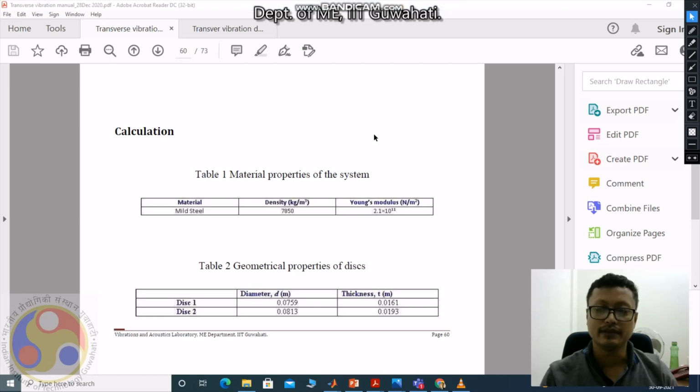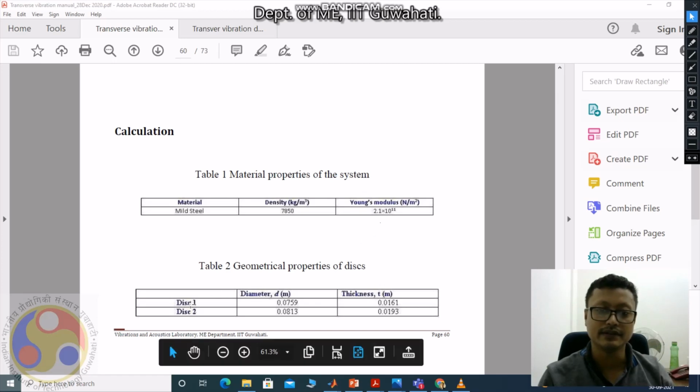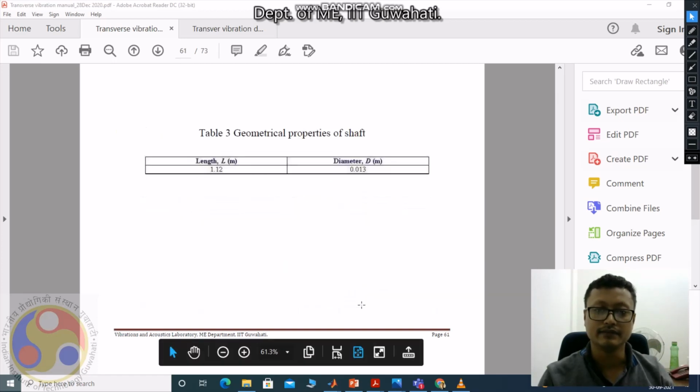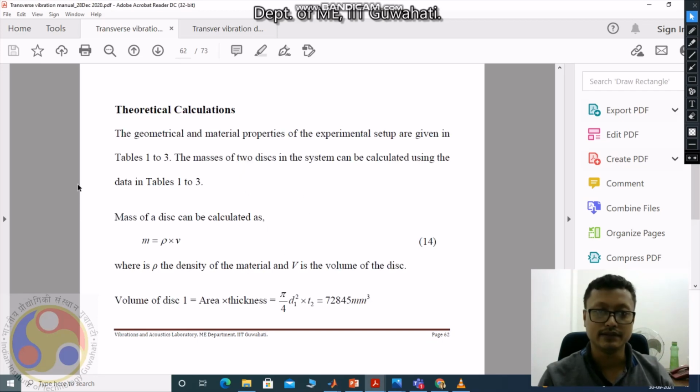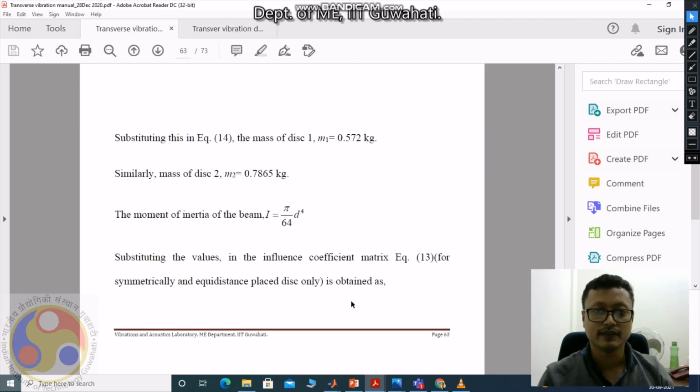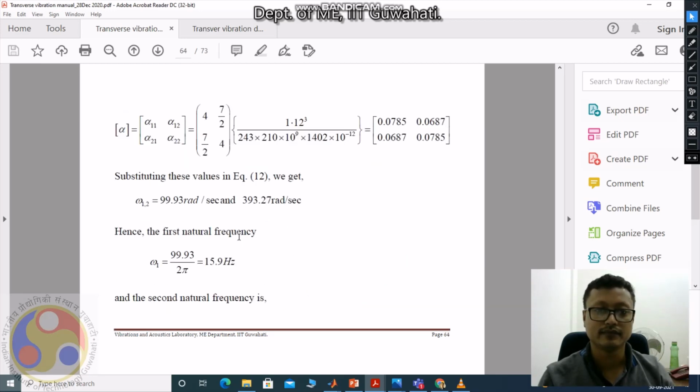I already showed you the practical part of this experiment. Now I am going to show you the theoretical calculation part. This is the known data we already have, and we are going to provide you these calculations. These are the material properties of the system. The material is mild steel. The beam density, modulus, disc diameter and thickness are given, as well as the shaft length and diameter. These data and the theoretical calculations are given here. Everything is given, every formula and calculation.